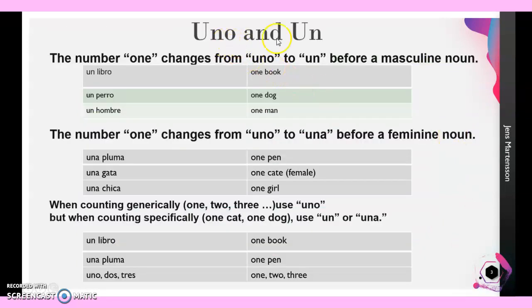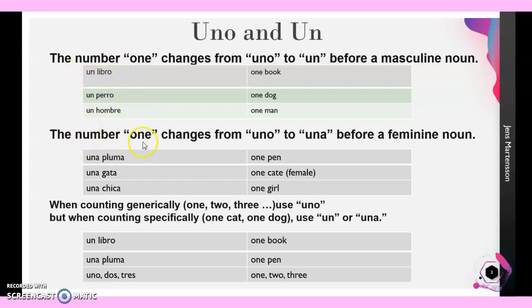All right, let's talk about uno and un. The number 1 changes from uno to un before a masculine noun. So if we've got a noun that is masculine, we're going to change it to un. For example, libro is masculine, and we're only talking about one book, so it's going to be un libro. A dog, un perro. The double R is rolled. Un hombre, masculine, so therefore we use un.